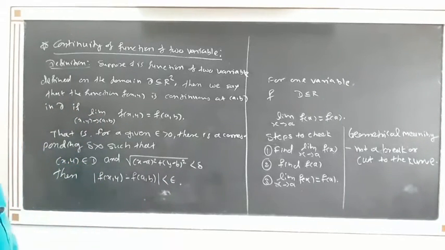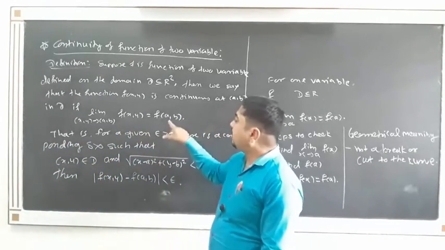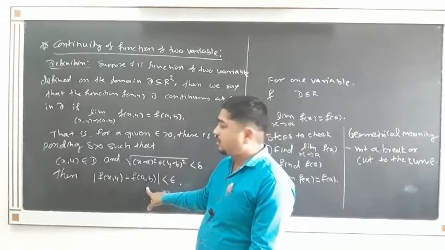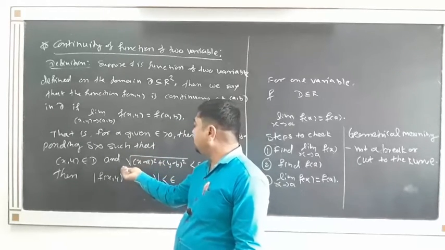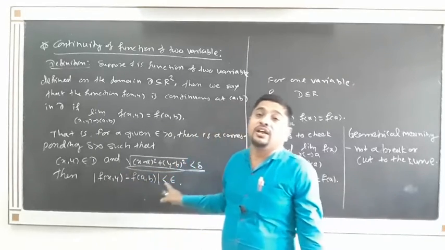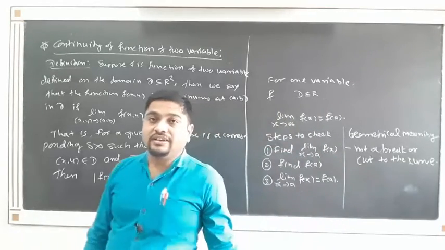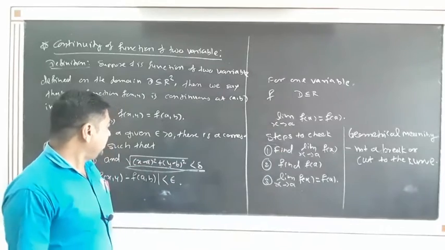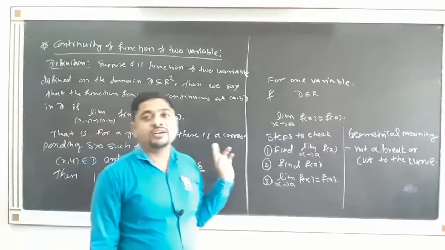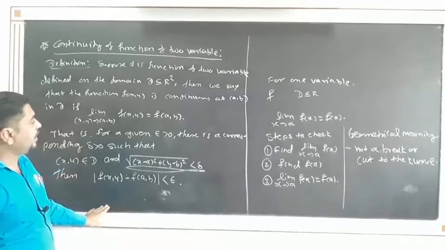So what is the difference between the limit and the continuity? In the limit definition there is L, but here it is f of (a, b). One more change: this is not a deleted neighborhood, this is the neighborhood. That means this neighborhood can contain the point (a, b), but in the limit definition, there is a deleted neighborhood, remaining all the same.